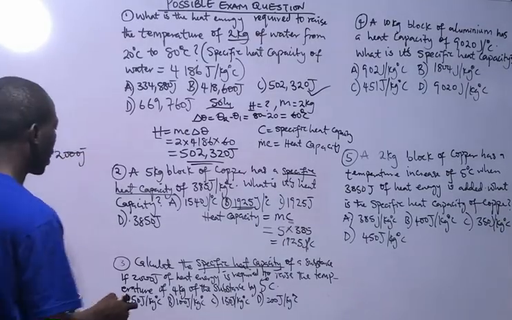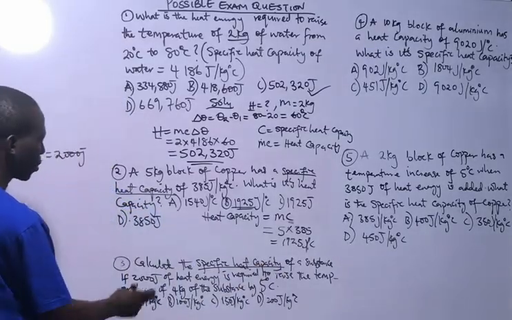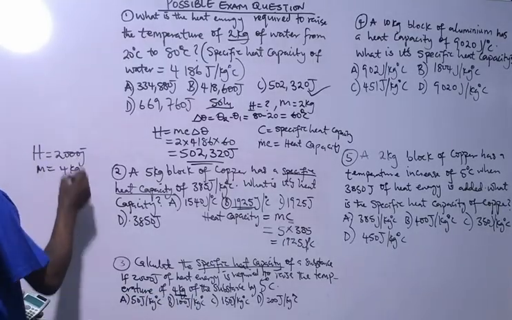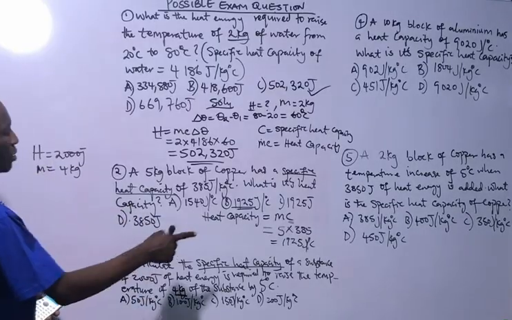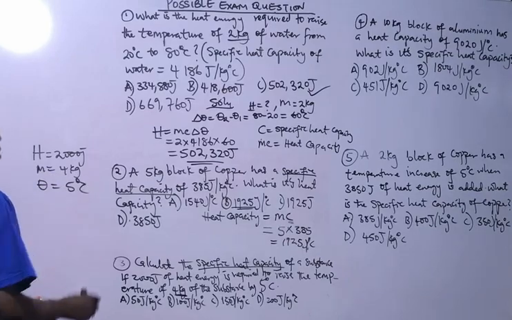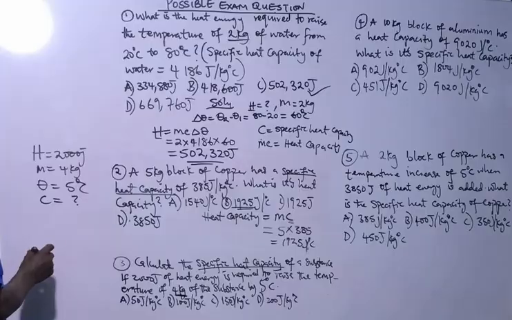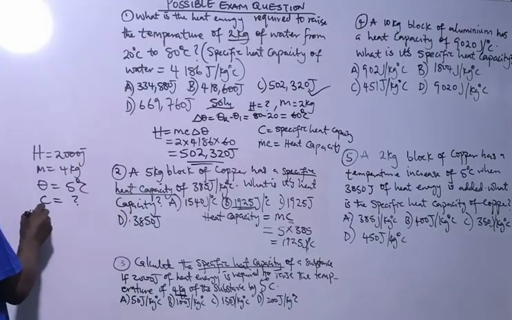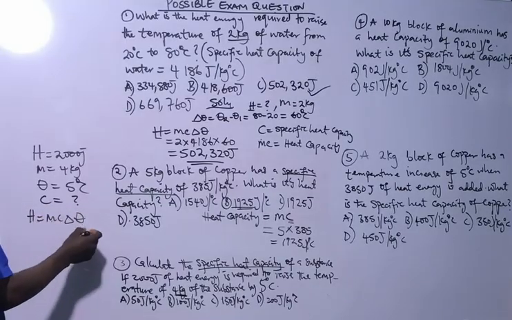Of heat energy is required to raise the temperature of 4 kilograms, so we're also given the mass as 4 kilogram of the substance, by 5 degrees Celsius. That's our temperature change, so our theta is given as 5 degrees Celsius. Calculate the specific heat capacity. So that's our C. Now you remember that there's a connection between these given parameters, and the connection is H equal to mc delta theta. Take note of that.